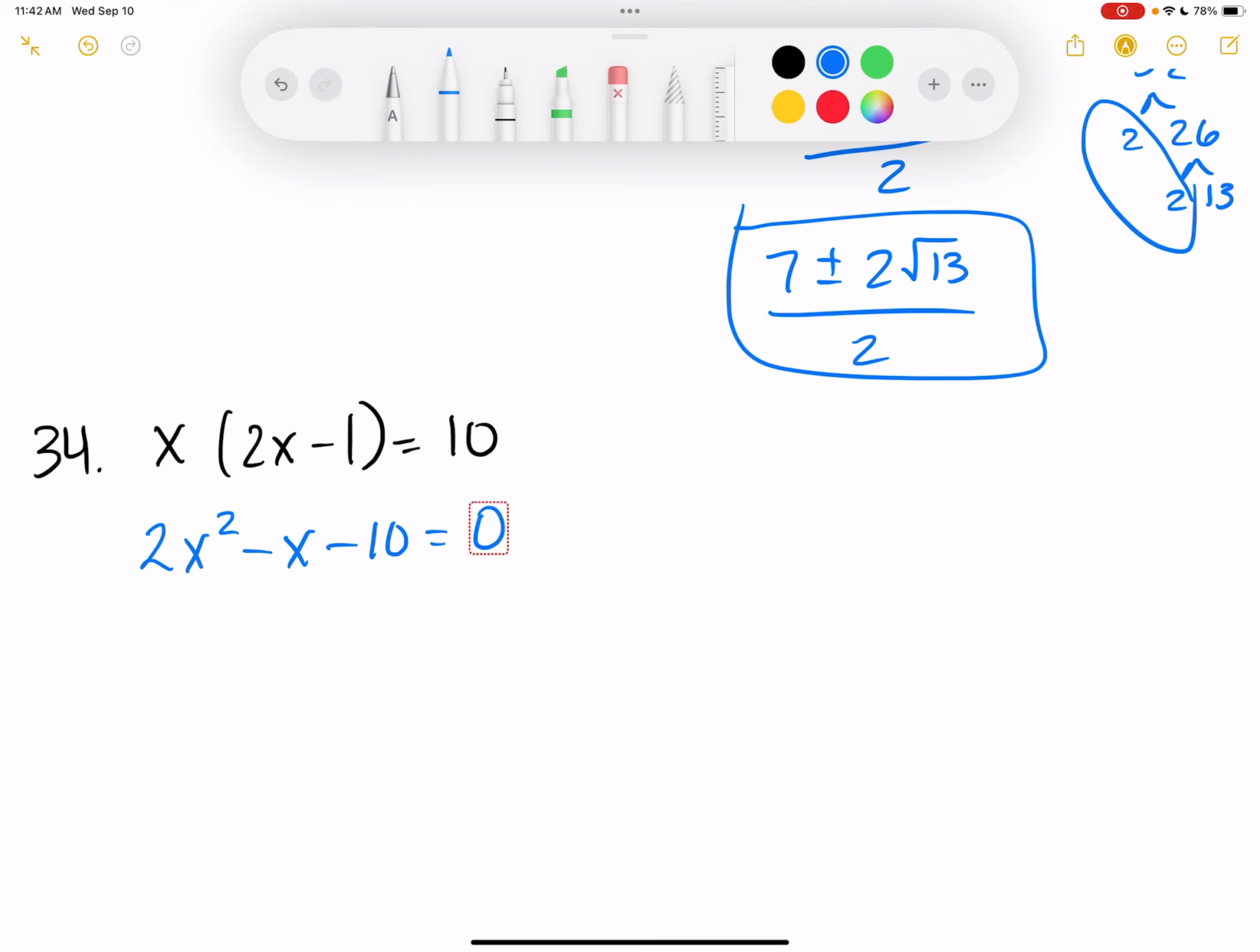So what are you doing? Oh, we're factoring. Okay, factoring. I need factors of 2 and negative 10, so factors of negative 20 that add up to negative 1. 5 and negative 4. So negative 5 and 4. I would say put the 4 with the 2 and the negative 5 with the negative 10, but that's purely up to you. 2x squared plus 4x minus 5x minus 10.